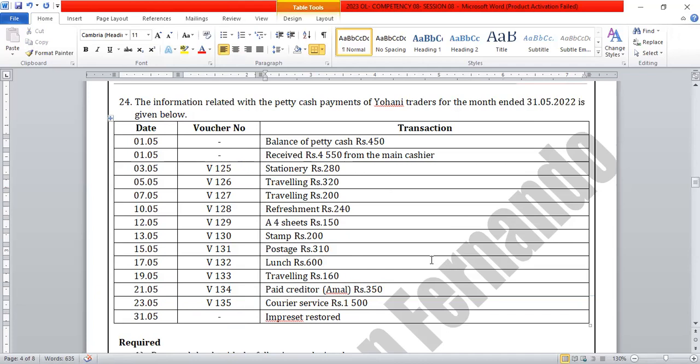Okay. And children, please change the date of the last transaction also. That has to be 1st of June. It should be 1st of June. Please make those corrections.